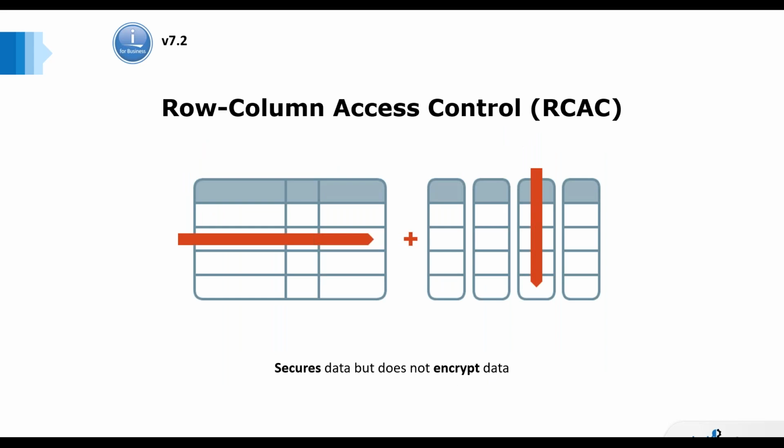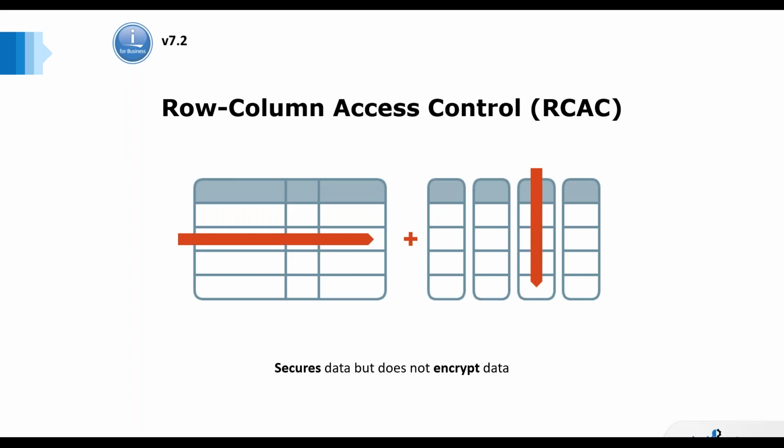Some folks have also asked us about row and column access control as a solution for protecting that sensitive data. But really what you need to keep in mind is that row and column access control secures the data, but it does not encrypt it. So it's not going to help you meet that mandate that the data is encrypted.